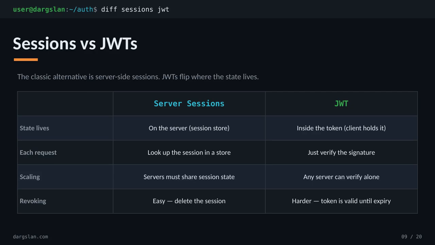Now, to really appreciate why JWTs matter, it helps to compare them to the classic approach, server-side sessions. With sessions, the state lives on the server. Every request means a lookup in some session store, and if you're running multiple servers, they all need to share that state. JWTs flip this entirely. The state rides inside the token itself, so any server can verify a request on its own, just by checking the signature. The trade-off shows up at revocation, though. Deleting a session is trivial, but a JWT stays valid until it expires. We'll come back to that one.